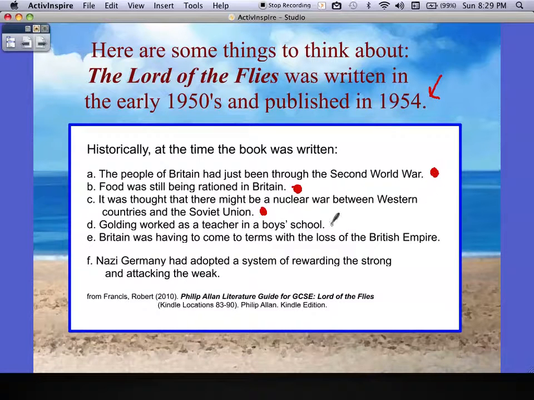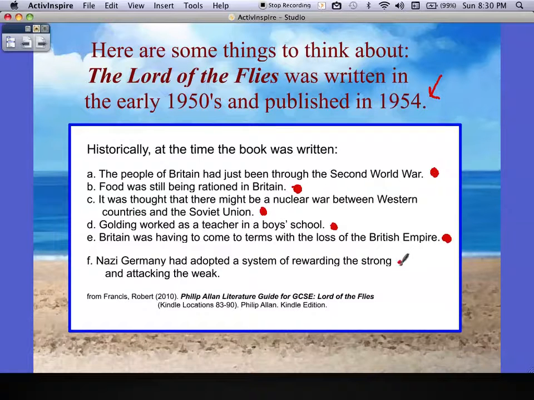After the war, when Golding was discharged from the military, he was a teacher at a private boys' school. And finally, in the 1950s, Golding lived through a time when the British Empire was no longer the greatest empire in the world, and it had a huge impact on the way that people felt and thought.